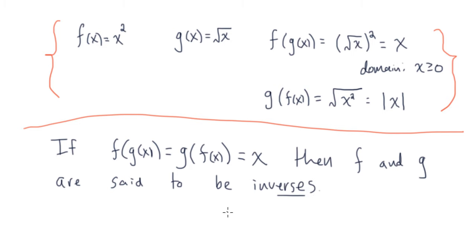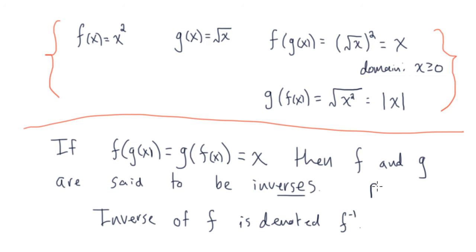And a lot of times we'll write the inverse of f in a special way. So the inverse of a function f is denoted f to the negative 1, like that, f inverse. And so another thing to note about the domain and range of inverse functions is this. Well, the domain of f is going to be the range of f inverse. That's really nice to know. And the range of f is going to be the domain of f inverse.